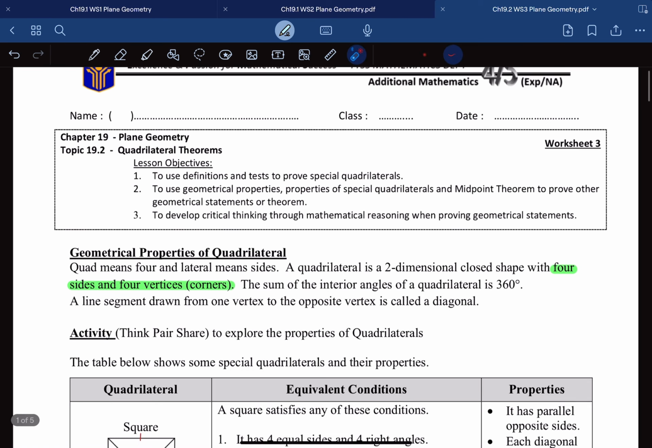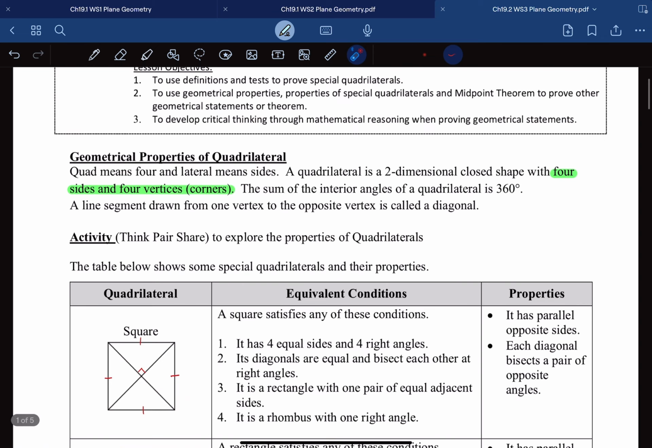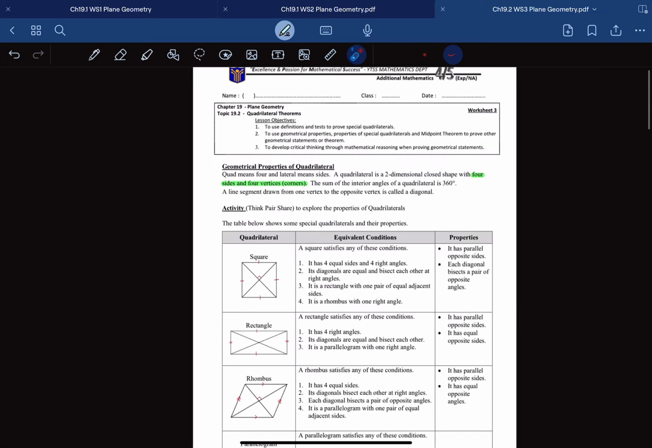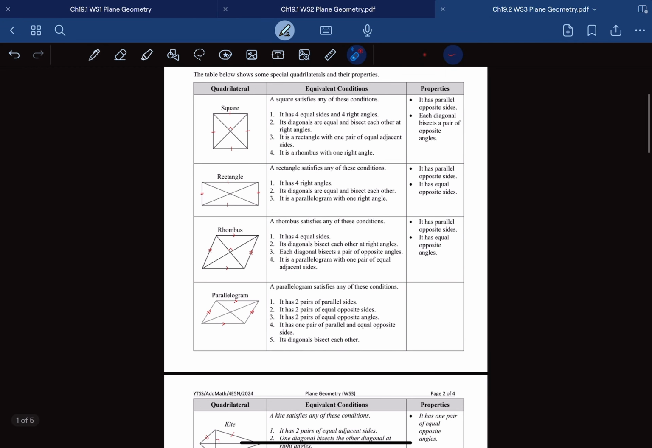We have learned this in primary school as well. The sum of interior angles within a quadrilateral is 360 degrees. And if you draw a line segment from one vertex to the opposite vertex, this is called a diagonal. So pages 1 and 2 consist of all these quadrilaterals which you have learned before.